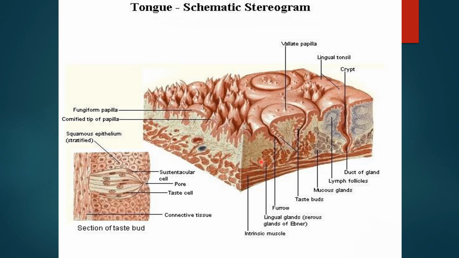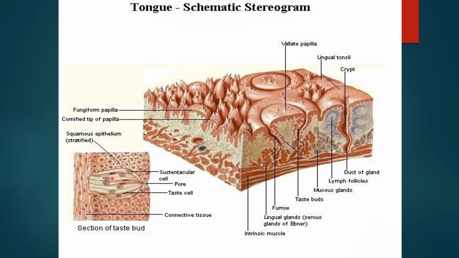Beneath the papilla you can appreciate the von Ebner glands, which open into the trenches of the circumvallate papilla by the ducts. On the posterior side you can appreciate the lingual tonsils are present, and this is a section of the lingual tonsils. Here you can appreciate the lymphoid follicles are present. This is the duct of the gland. This is another section taken through the taste buds.